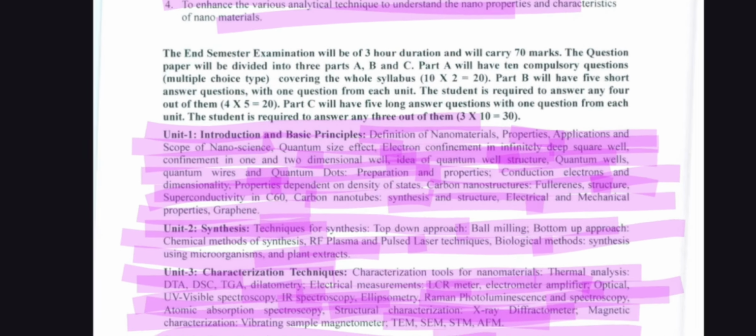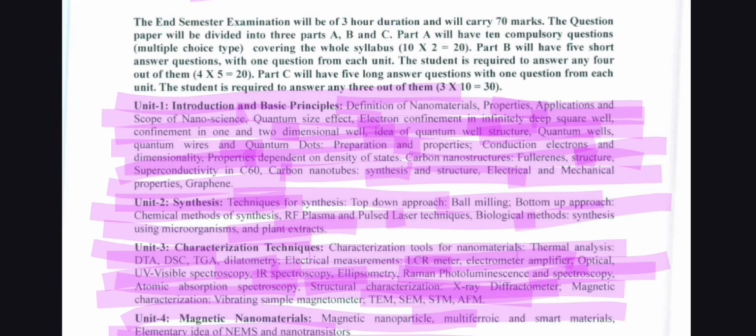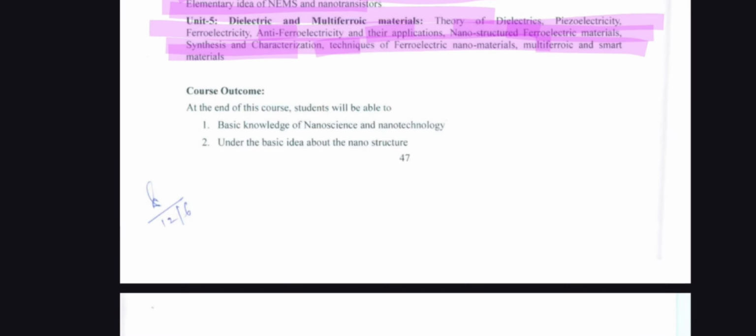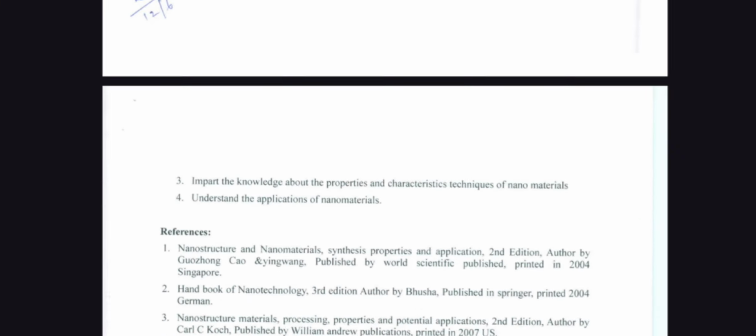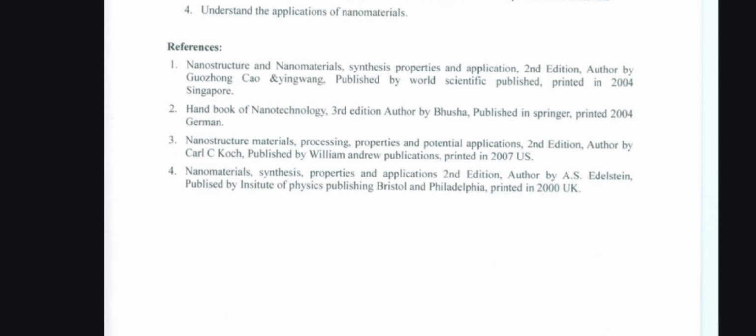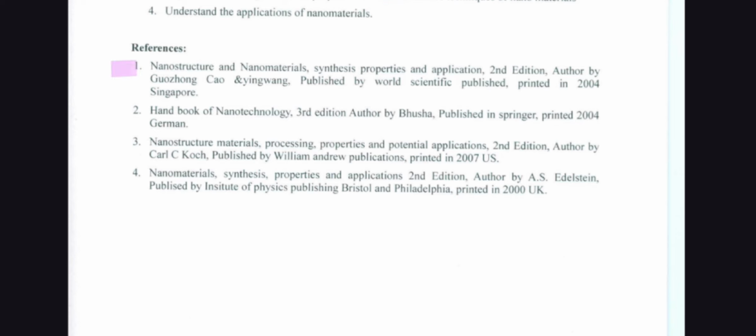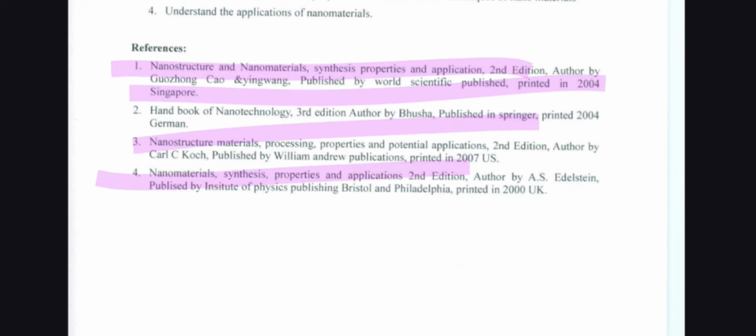So these are the topics of this nanoscience, and you see the course outcomes. At the end of this course, a student will be able to have basic knowledge of nanoscience and nanotechnology. So you read this and the references of the book here. You must watch this and read this. You should read properly.